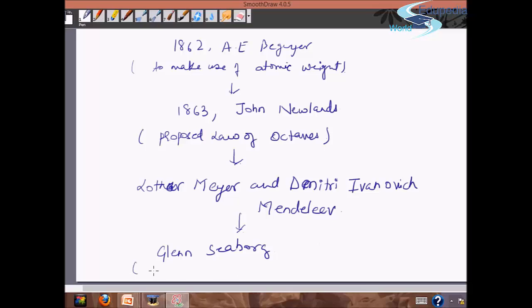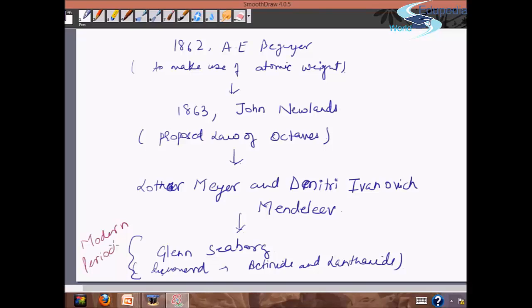So Glenn Seaborg discovered the actinide and lanthanide series, which actually created the modern periodic table.